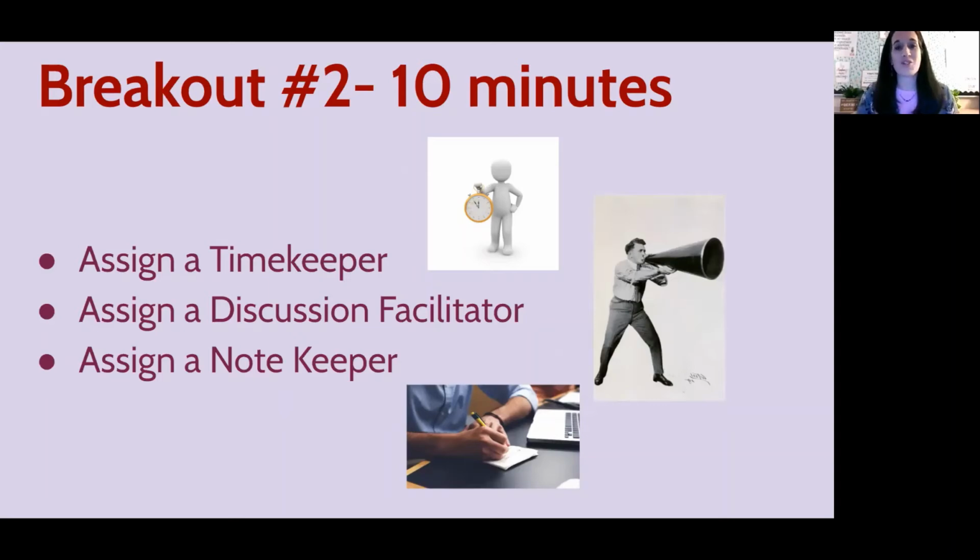I'm going to send you into breakout room number 2. Again, you will have 10 minutes. Please pay attention to your room numbers as you are entering. When we call you back, we will call out randomly a couple of different groups to share out, and the note keeper will be the person who shares out. So again, assign a timekeeper to make sure that you're staying within the time and that everyone has a chance to share within the group, a discussion facilitator to make sure that everyone is having a chance to share and speak, and a note keeper.